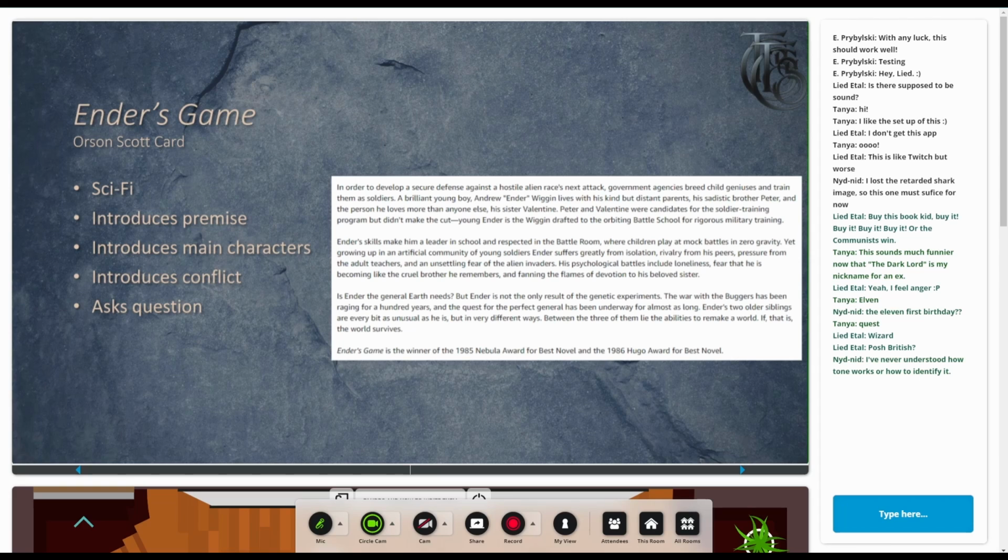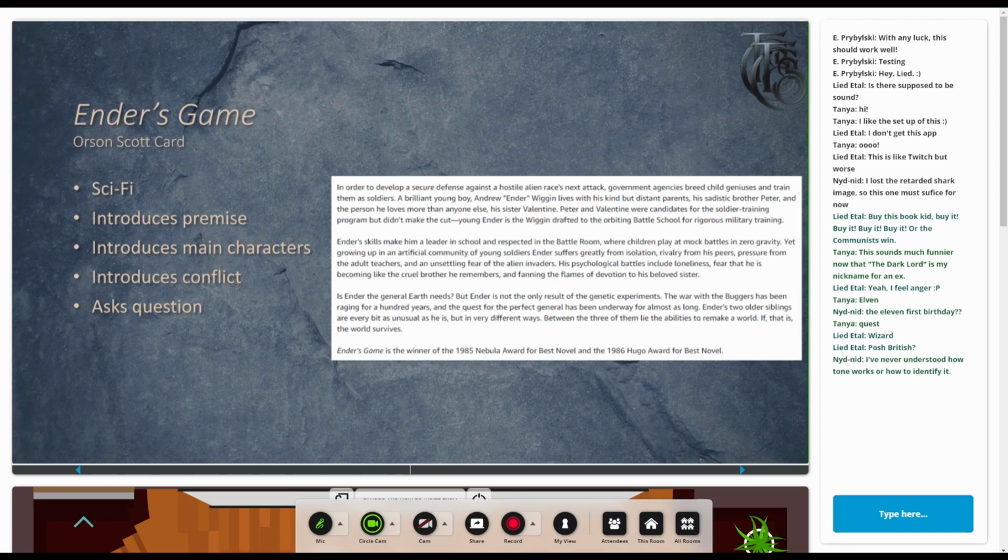Young Ender Wiggin is drafted into the orbiting battle school for rigorous military training. Ender's skills make him a leader in school and respected in the battle room, where children play at mock battles in zero gravity. Yet growing up in an artificial community of young soldiers, Ender suffers greatly from isolation, rivalry from his peers, pressure from the adult teachers, and an unsettling fear of the alien invaders.